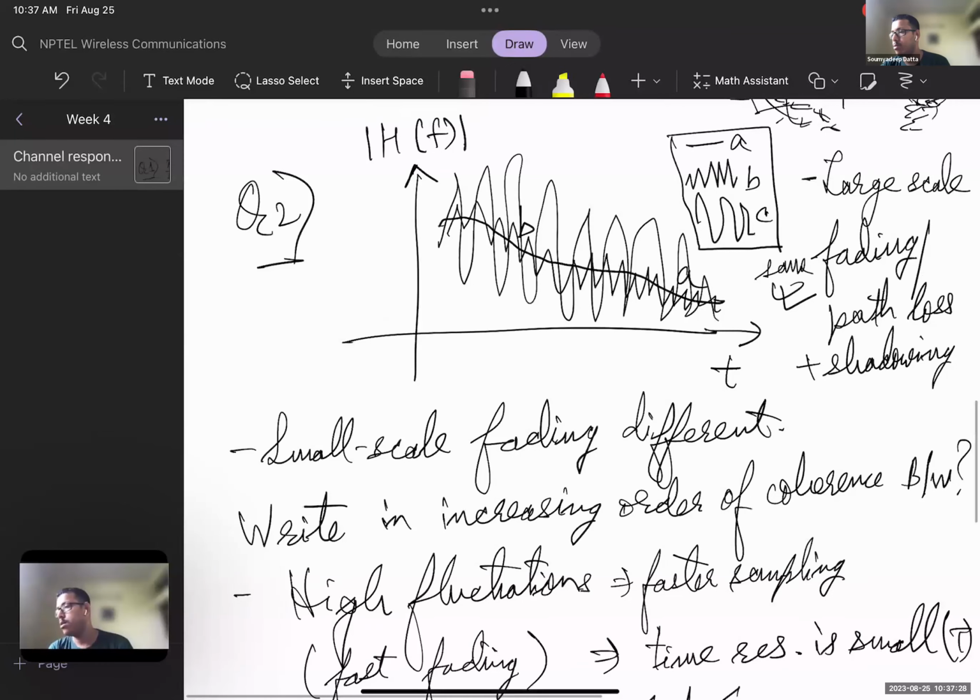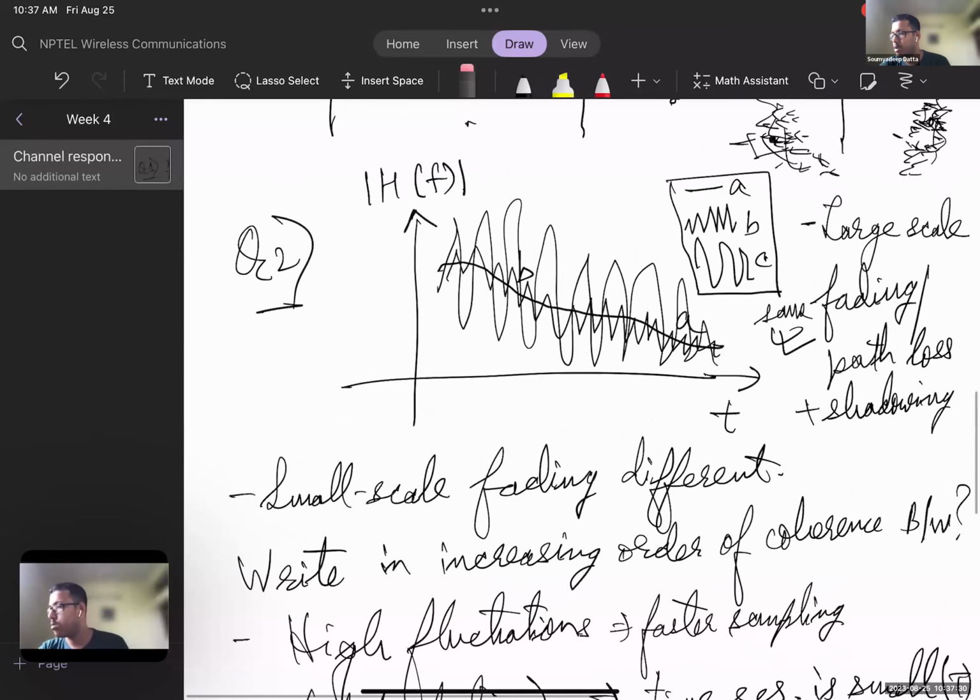Actually, this is amplitude, so I should not have written it as this. This is the time varying channel response actually. So this was my mistake, I'm sorry. But yeah, time varying response in this.